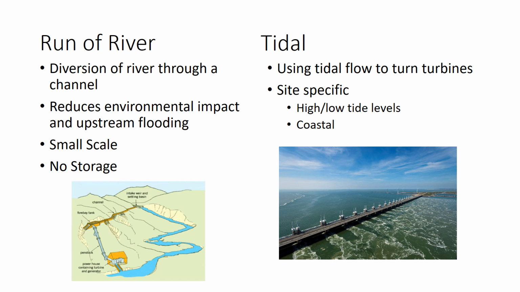Another type of hydroelectric is tidal energy, so using tidal flow to turn turbines. It is very site specific because you need pretty high highs and pretty low tide levels with a very fast flow of the tide coming in and out. There are places around the world where that definitely happens. It's always on a coast, because you do need that tidal energy. But it does spin that turbine with the flow of the water.